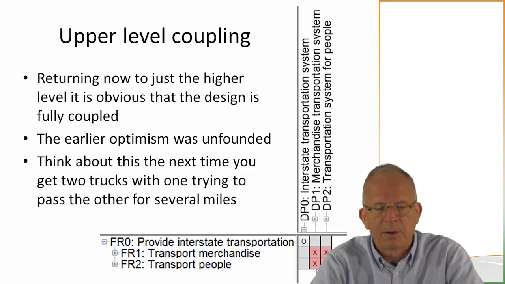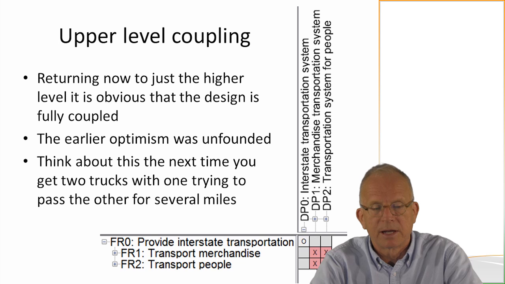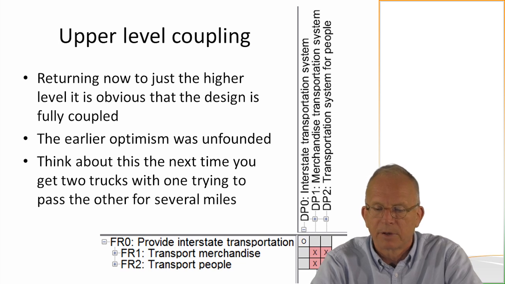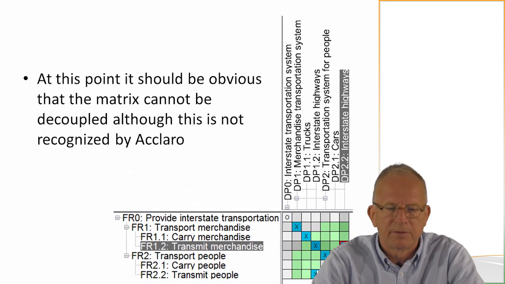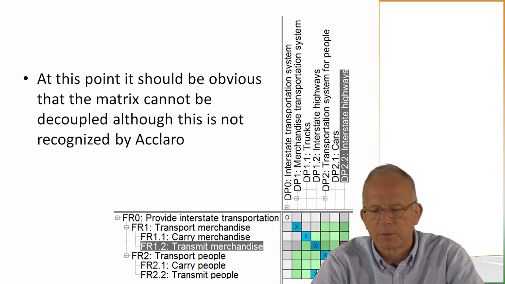And so anyway, you can think about this coupling the next time you get stuck behind two trucks that are trying to pass each other over several miles, going under the speed limit, sometimes significantly under the speed limit. And it's this kind of frustration that you can think about too when you're looking for possibilities for innovation. So what should we do?